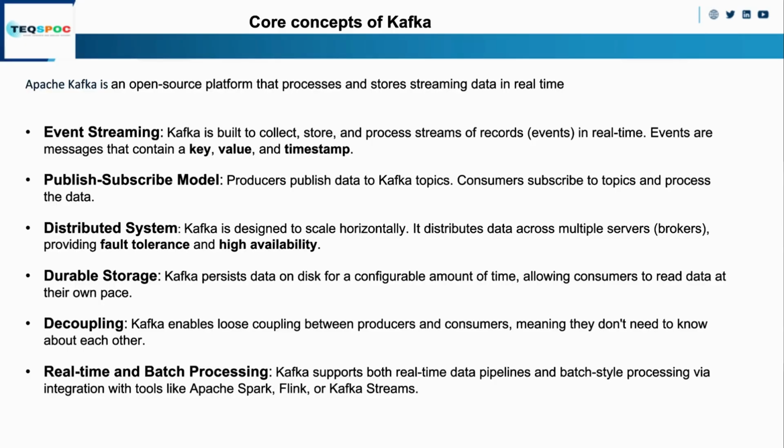And the last one, but not the least, real-time and batch processing. Kafka supports both real-time data pipelines and batch-style processing via integration with tools like Apache Spark, Flink, or Kafka Streams. So Kafka is obviously carrying the message, right? So on the end side, or the consumer side, there should be someone who would be processing the data. Over there, we can use Apache Spark. That's where Spark Structured Streaming comes in. And there are other tools like Flink, or Kafka has its own inbuilt Streams API, which helps in processing the data. So we can pick any of the three.